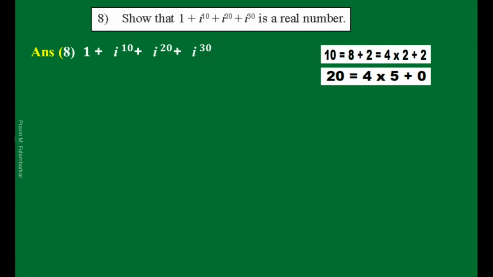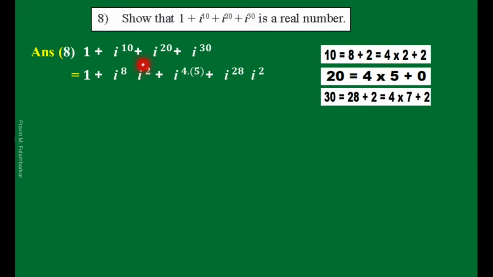And for 30 we write this as 28 plus 2. So 28 is a multiple of 4, so we write 4 sevens are 28, so remainder is 2. So in this way we write these last 3 terms in the form of i square, i raised to the power 0, i raised to the power 2. So we see one by one. So first we write this i raised to the power 10 as i raised to the power 8 into i square. This i raised to the power 20 we write i raised to the power 4 into 5, and this i raised to the power 30 we write i raised to the power 28 into i square.